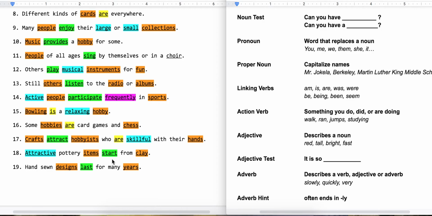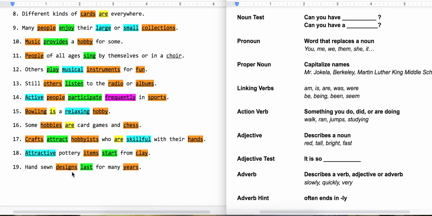And this is a really tricky one because it's a chameleon word also. A race can have a start, so it could be a noun, but that's not how it's being used here. It's saying items start from clay. So that's like an action. It's starting. Items start, action verb, from clay. And clay is a noun. Can you have clay? Yes.